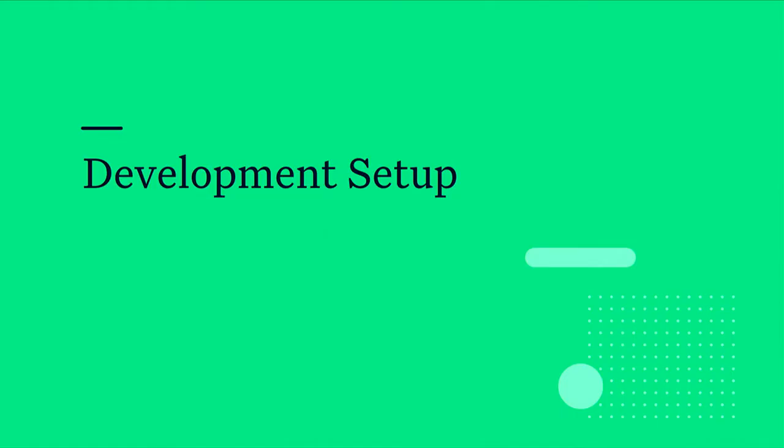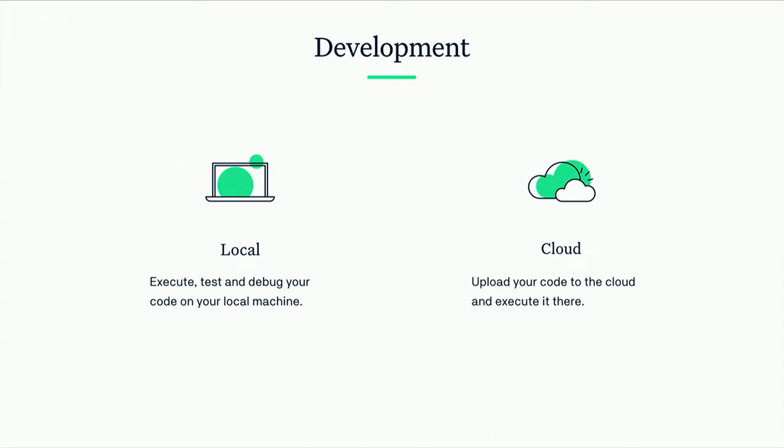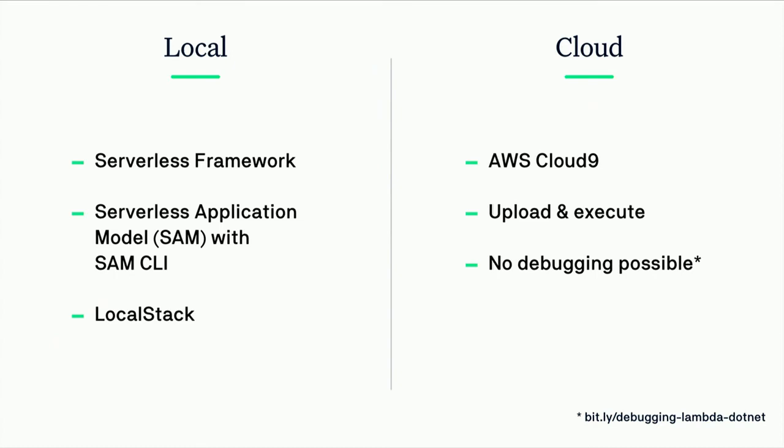All right, so these were the basics, which you might have already known before. So let's quickly look at how you can actually develop those functions. You have basically two options here. You can develop them locally on your local system or also directly in the cloud. For local development, you have, for example, choices to use the Serverless Framework or the Serverless Application Model with the SAM CLI, or LocalStack to develop your functions locally and also execute them locally. You can also do the same in the cloud, for example, using the AWS Cloud9 IDE, which has a pretty nice integration with Lambda functions.